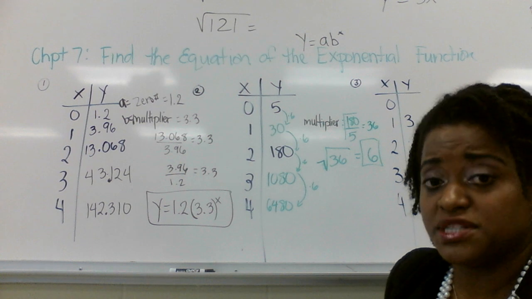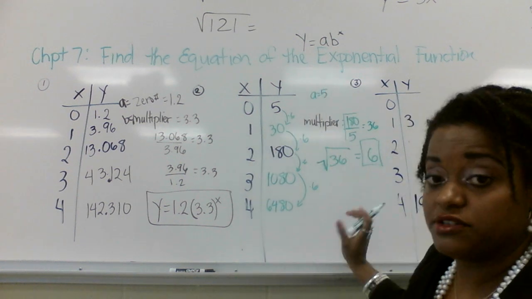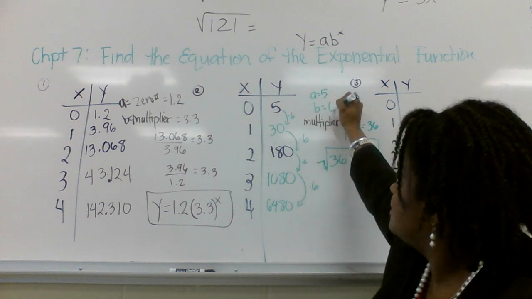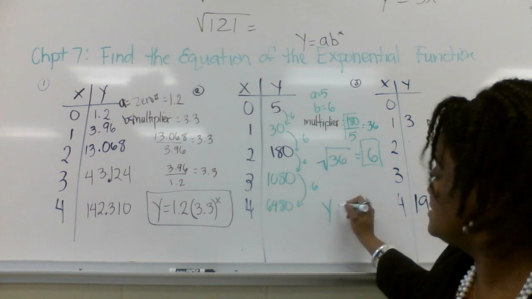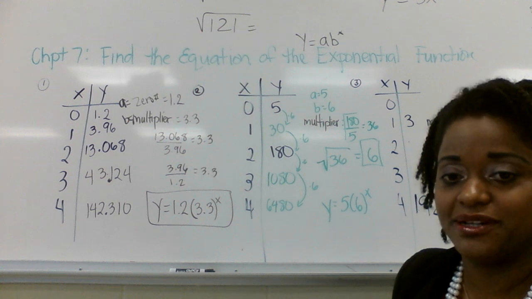Okay, now we know our 0 number. Our 0 number is 5. A is 5. We found our multiplier, what we were multiplying by over and over again. That's 6. Our equation, y equals 5 times 6 to the x power, okay?